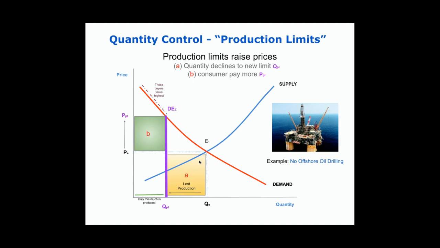So if we set a production limit here at a quantity PL, well, that's much less than the equilibrium quantity in the competitive market. So we have lost production equal to box A here. That's oil that never gets produced or refined, and the oil that does get drilled and produced is produced at a much higher price, because this smaller amount of oil goes to the people who are willing to pay this much higher price on the upper part of the demand curve. So when we limit production of something, the economics tell us that we're also going to be raising prices.